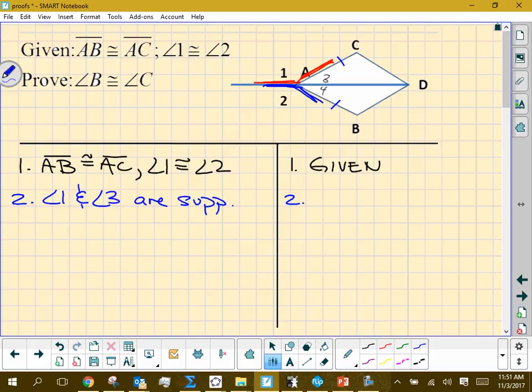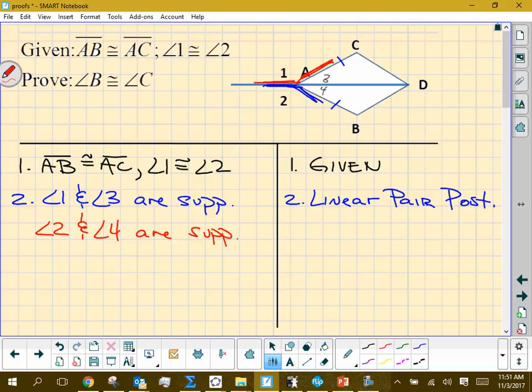So we have a linear pair postulate that states if two angles form a linear pair, then they are supplementary. So if I say that about angle 1 and angle 3, what can I say about angle 2 and angle 4? They are also supplementary.